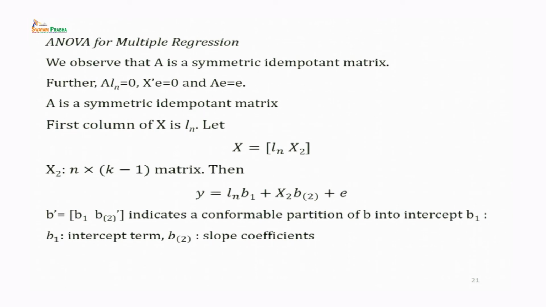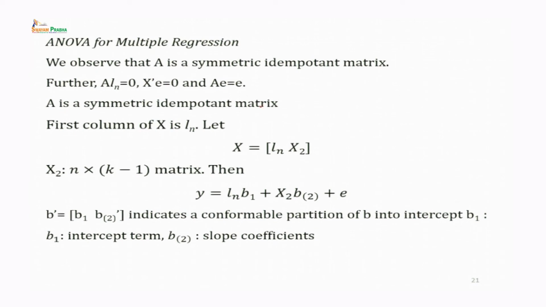Then you can easily verify that A is a symmetric idempotent matrix, and if you post multiply A by Ln, then you can easily verify that A Ln is equal to 0. Then in regression, you know that these least squares residuals are uncorrelated with the independent variables, and so X transpose e is equal to 0. You can verify it also, and A e is equal to e, because the errors have mean 0. So, deviation from mean means the same errors.